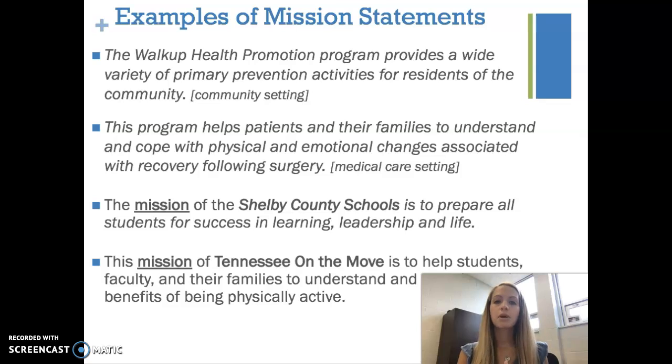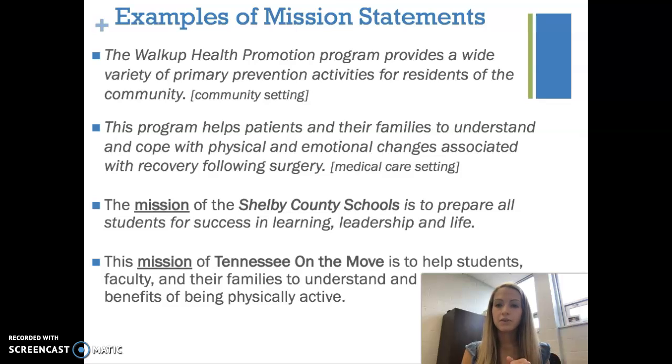The next one: this program helps patients and their families to understand and cope with physical and emotional changes associated with recovering from surgery. So this one gives us an idea that it's going to be set in a medical care setting, because it's relating to surgery. And it's just giving us that overarching idea that it's going to help patients and families cope with the effects after surgery. It doesn't tell you how they're going to do that, what they're going to be measuring, how many sessions are involved, right? It's giving us just that overarching idea.